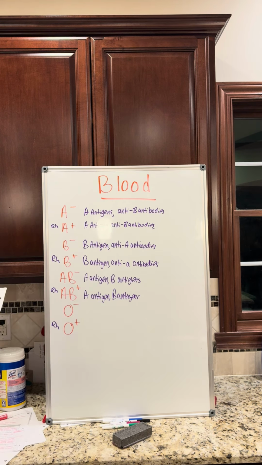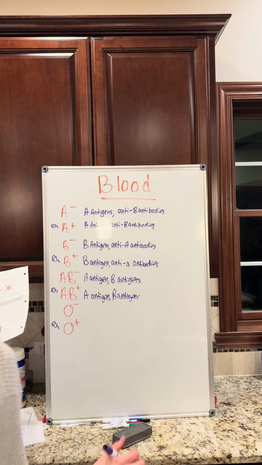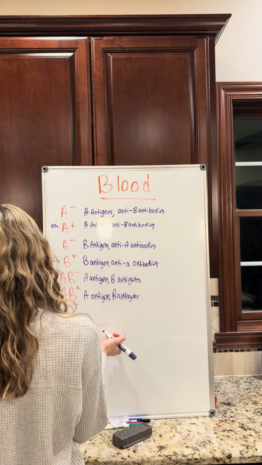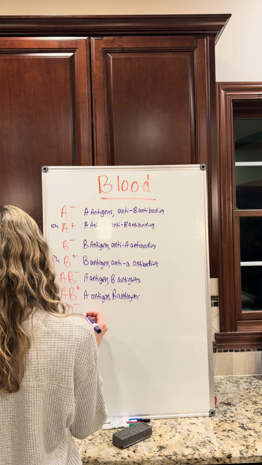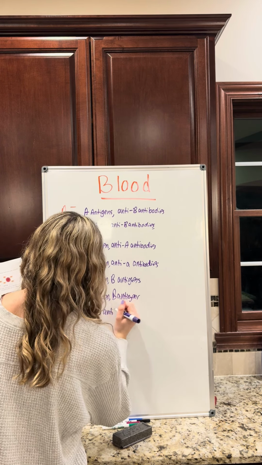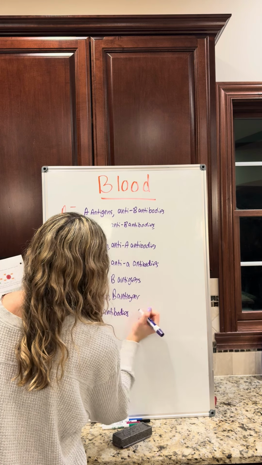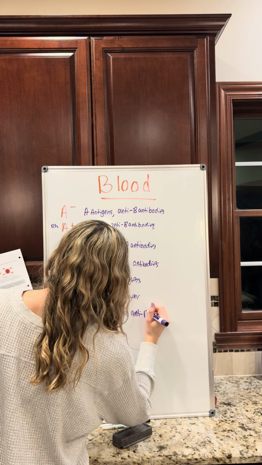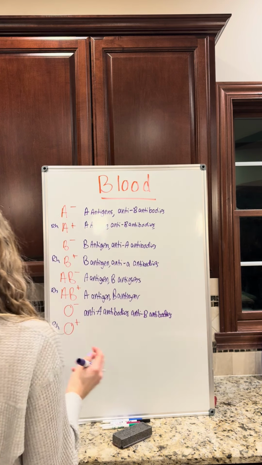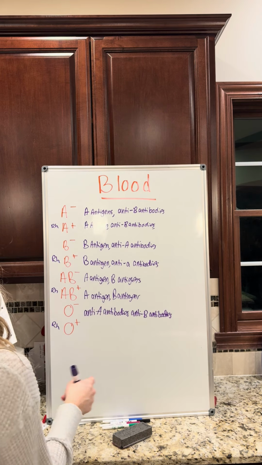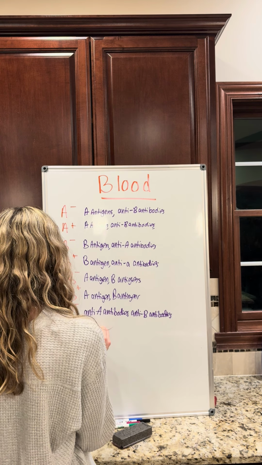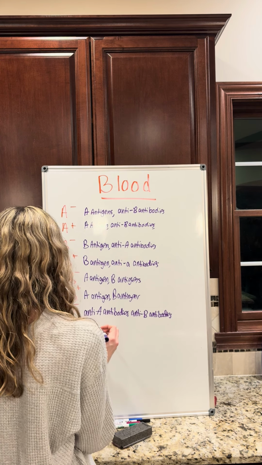Now, O is where it gets a little tricky because you don't have any antigens, you only have antibodies. So for O negative, you are going to have anti-A antibodies and anti-B antibodies. So, same thing for O positive, but again, the positive just means you have the RH antigen.